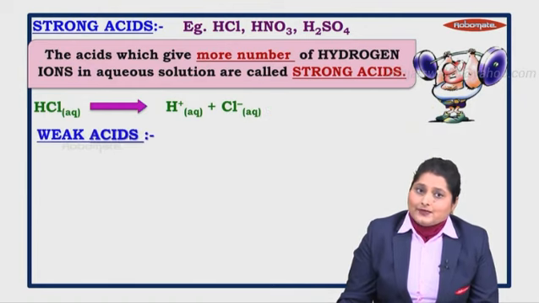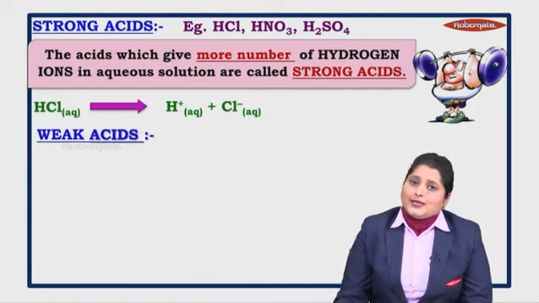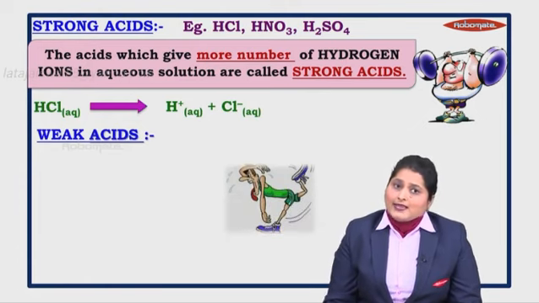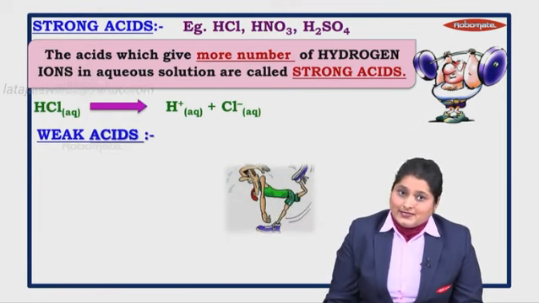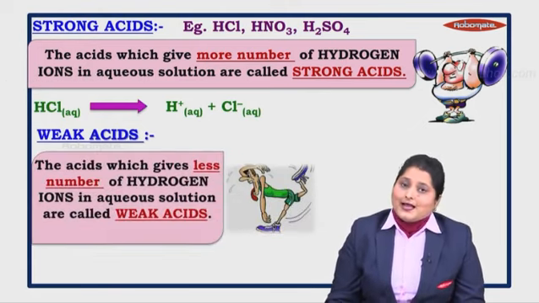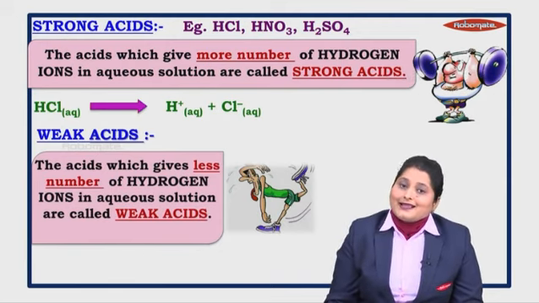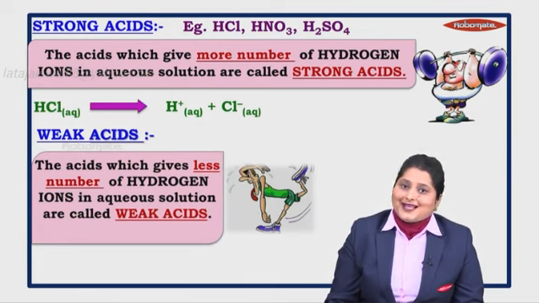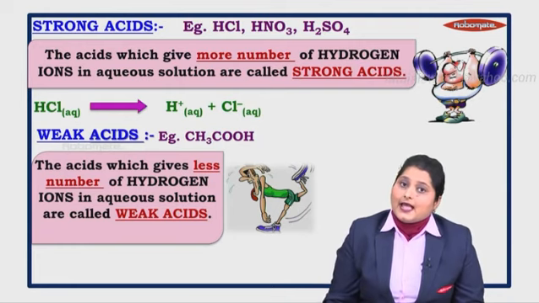Let's understand something more. What are weak acids? Weak acids are very easy to define. The acid which gives fewer hydrogen ions in aqueous solution is called a weak acid. An example would be CH3COOH, and that is acetic acid. Why is it called weak?